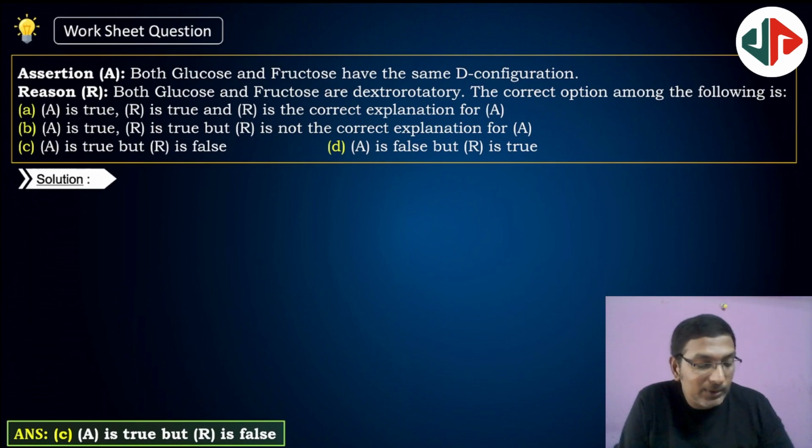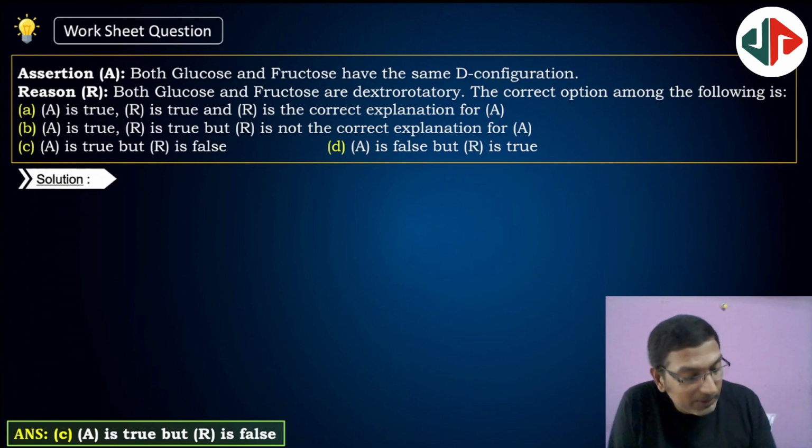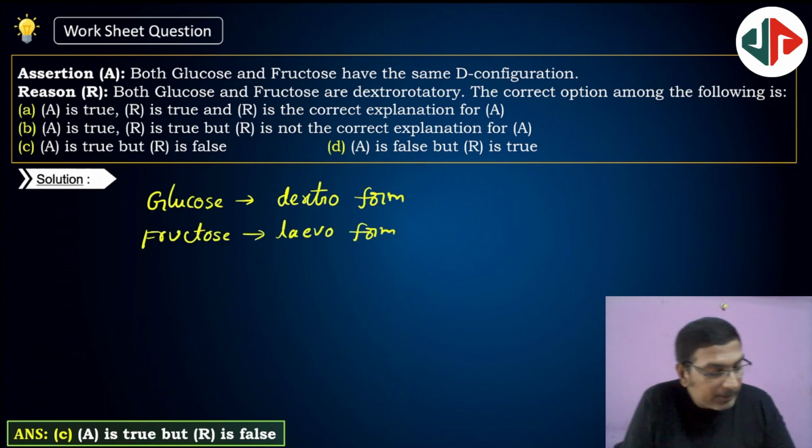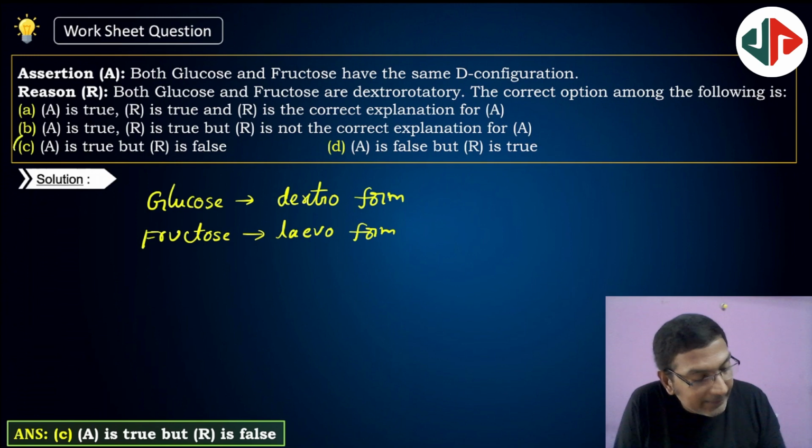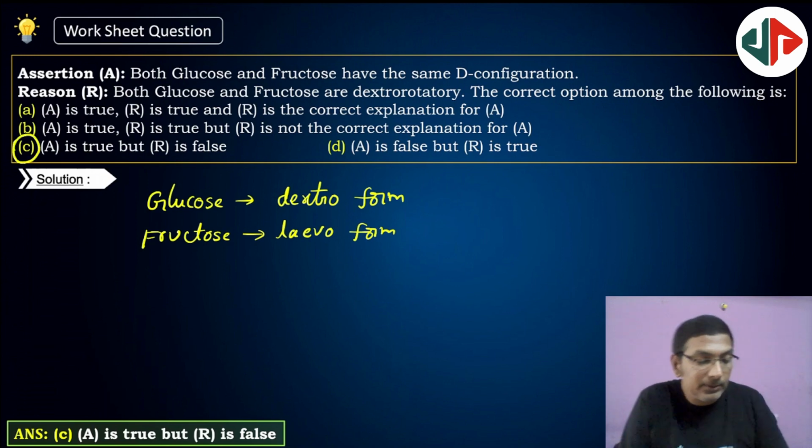And both glucose and fructose are dextrorotatory. So glucose is dextro form, fructose levo form. So therefore A is true, but R is false. Option C. So dextro form means plus form, levo form minus form. Next.